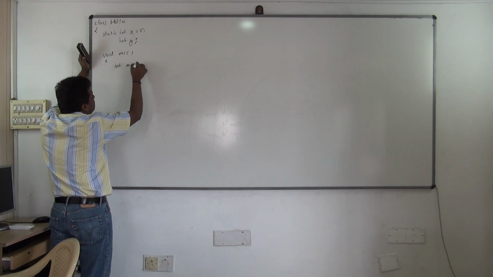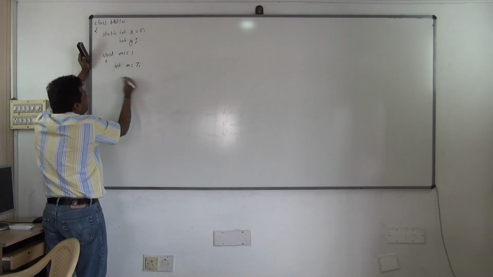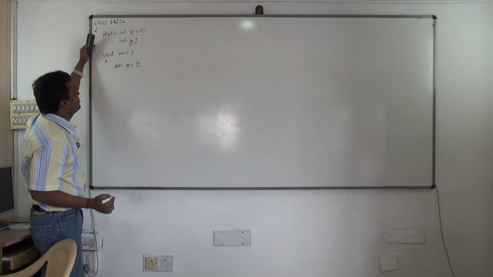int m is equal to 7. Any value you want you give. So what is m now? See the difference you can see, notice now.